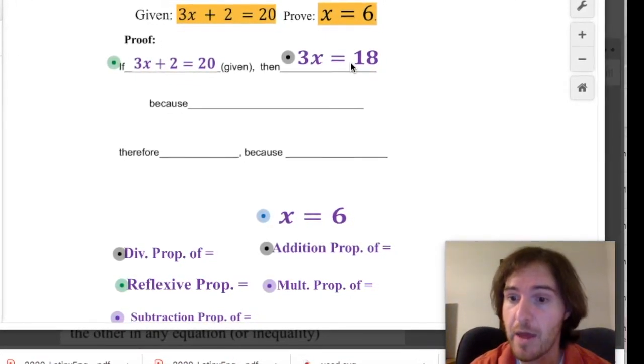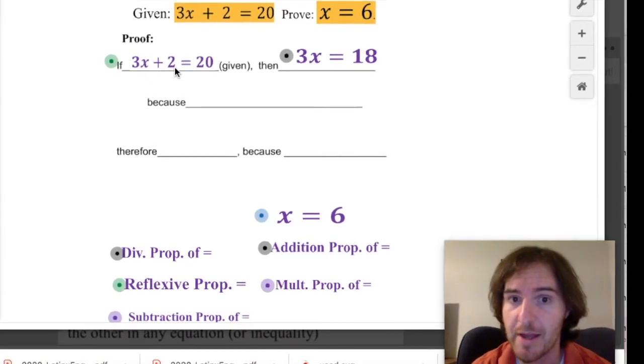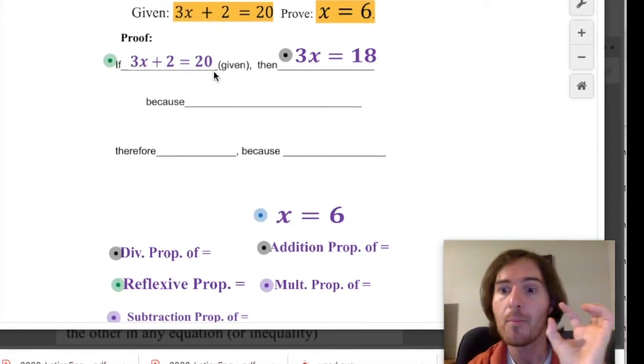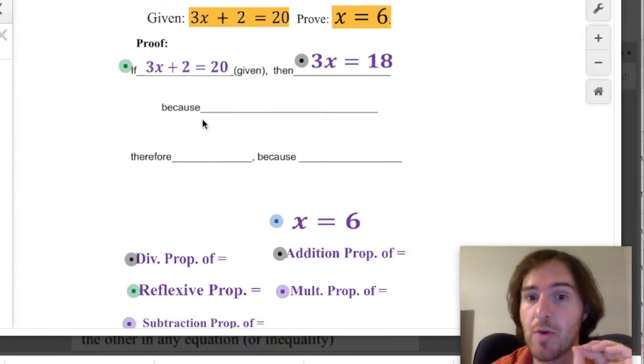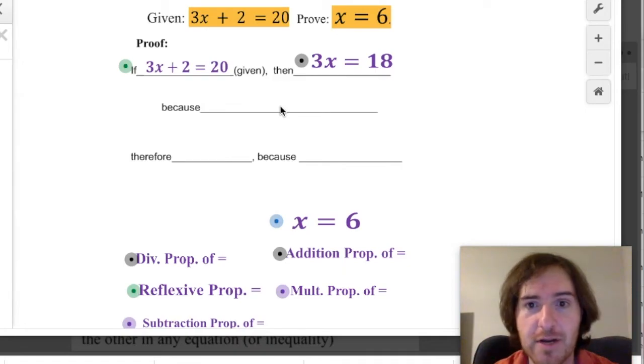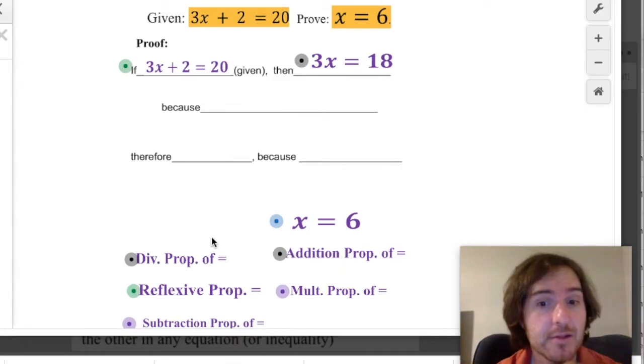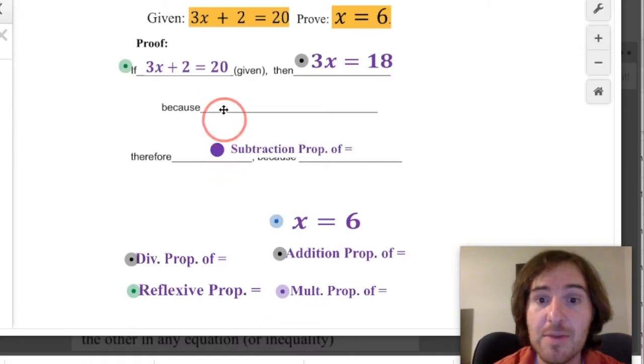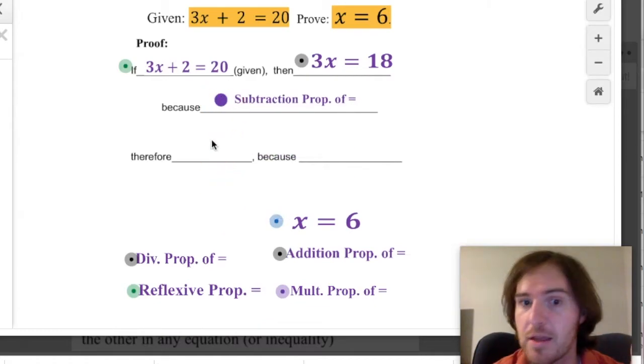And the reason why I know that, because, well, what did you do to both sides? I subtracted 2 from both sides. But what's the real justification? After the because is where you put your justification. Subtracting 2 from both sides of an equation, what's the official algebra name? I just told it to you guys. Subtraction property of equality, okay? Because of the subtraction property of equality.